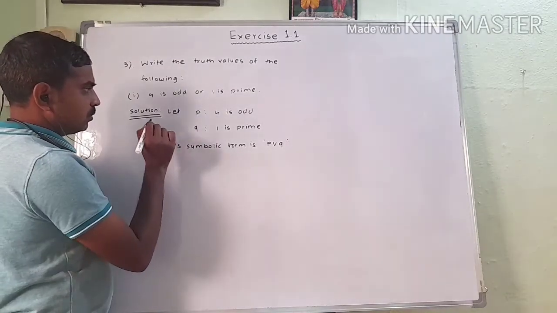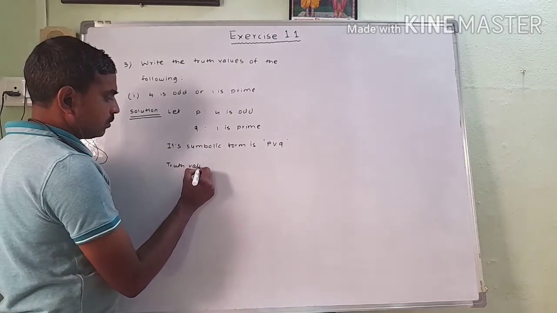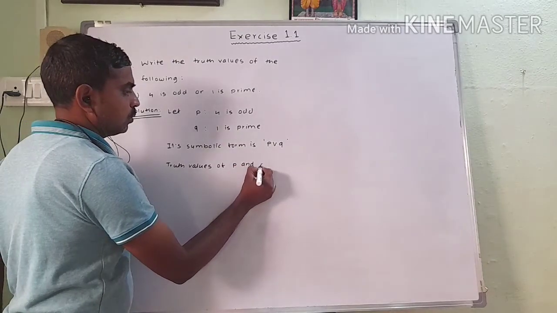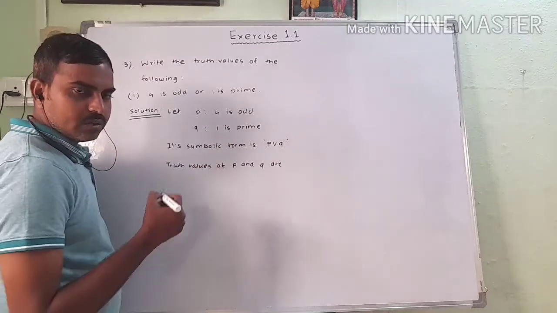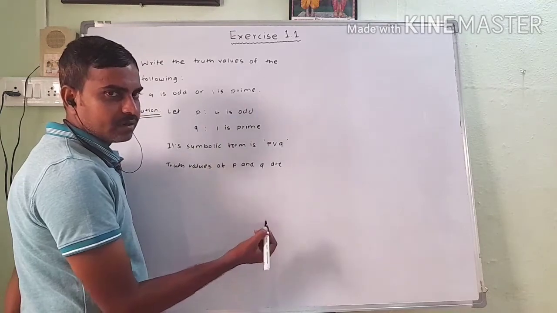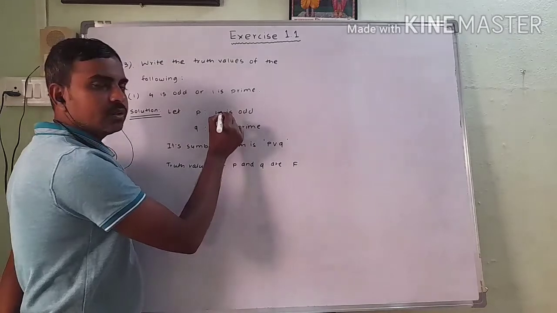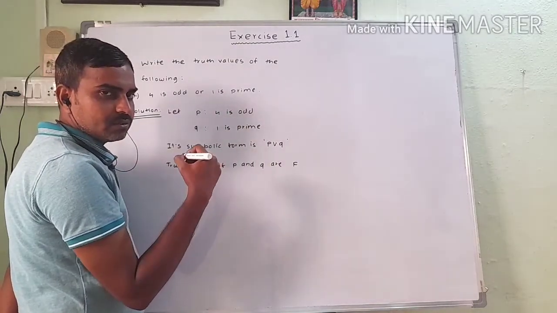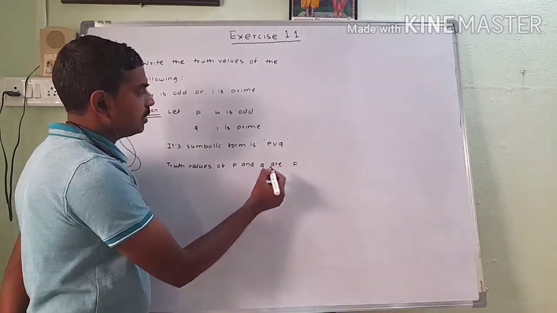So first of all we write the truth values of P and Q. What are the truth values of P and Q? Truth value of P: 4 is an odd number. हे ट्रू आहे का फॉल्स आहे? हे फॉल्स आहे कारण 4 हे इवन नंबर आहे. Therefore 4 is an odd number is false. And 1 is prime. 1 prime आहे का? नाहीये. प्राइम नंबरची सुरुवात 2 पासून होते. 2, 3, 5, 7, like this. So therefore 1 is not a prime number.